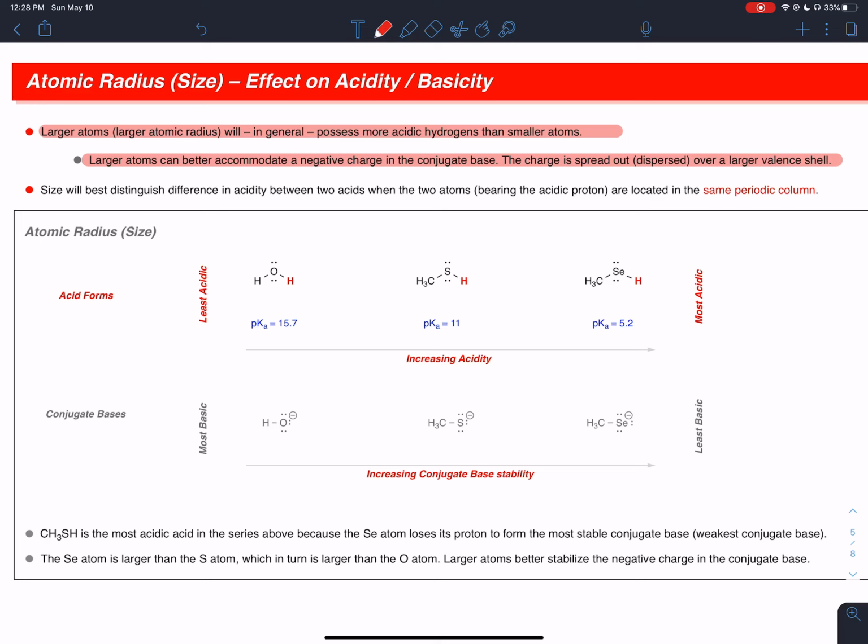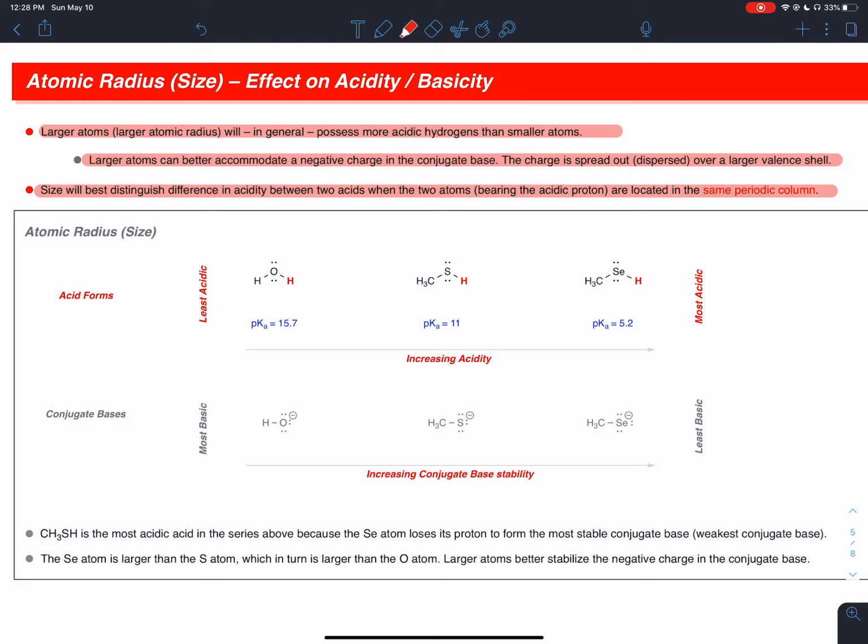When you have a larger atom, it can more effectively disperse and spread out that charge over its larger valence shell. Okay, that's important. So larger atoms have larger valence shells. There's literally more 3D space for that negative charge to be dispersed. It is less concentrated.